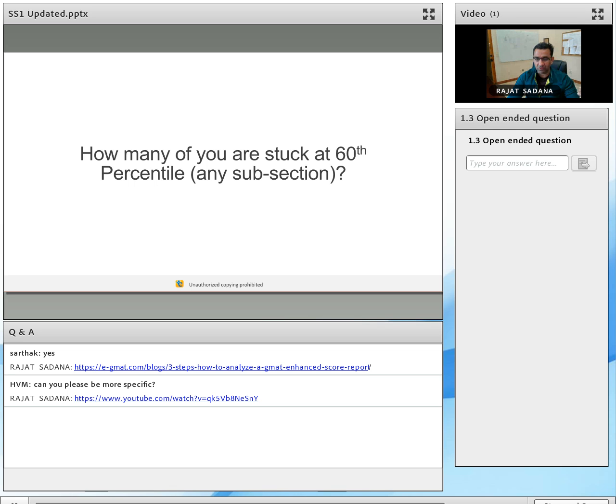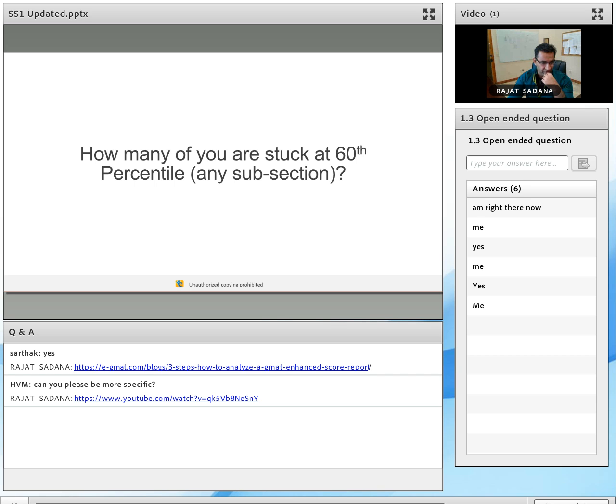Now, let me ask this poll question. How many of you are stuck at that 60th percentile, or actually stuck at any subsection? Just select yes or type yes or say me, doesn't matter one way or the other.